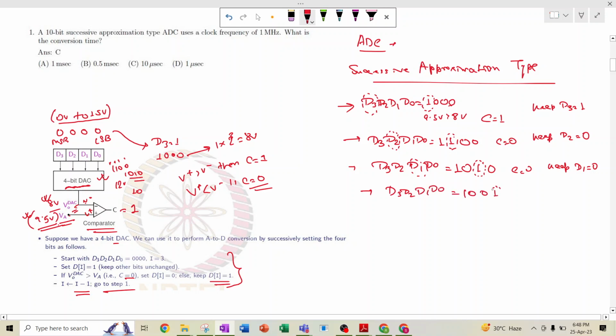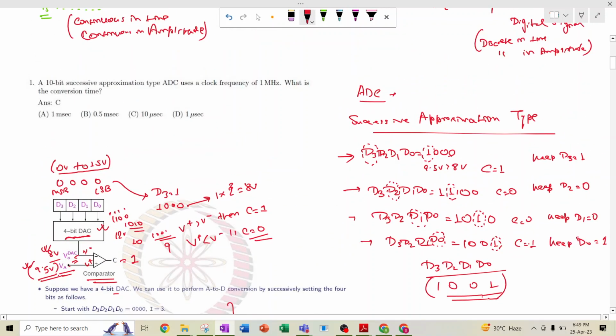Now we set D0 as 1. If we set D0 as 1, what is the output? Here it is 1001, and 1001 is nothing but 9. So 9 volt is less than 9.5 volt, so the comparator output C will be equal to 1. So we should keep D0 equal to 1. Finally, D3, D2, D1, D0 will be 1 0 0 1. That will be the equivalent digital conversion of the analog signal 9.5 volt in this special case.